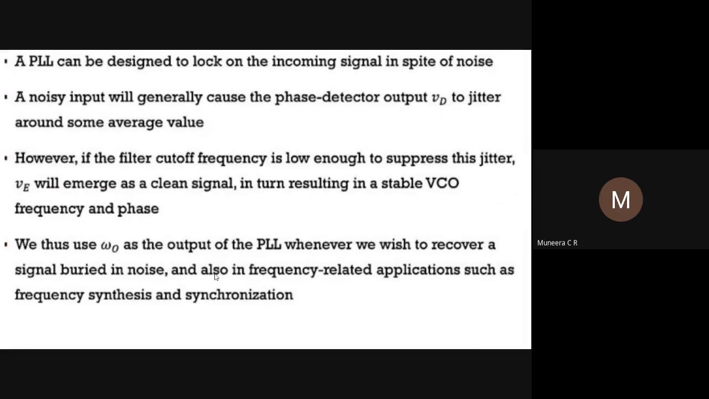A PLL can be designed to lock on the incoming signal in spite of noise. A noise input will generally cause the phase detector output VD to jitter around some average value. So if the filter cutoff frequency is low enough to suppress this jitter, VE will emerge as a clean signal, in turn resulting in a stable VCO frequency and phase. We thus use omega 0 as the output of the PLL whenever we wish to recover a signal buried in noise, and also in frequency related applications such as frequency synthesis and synchronization.